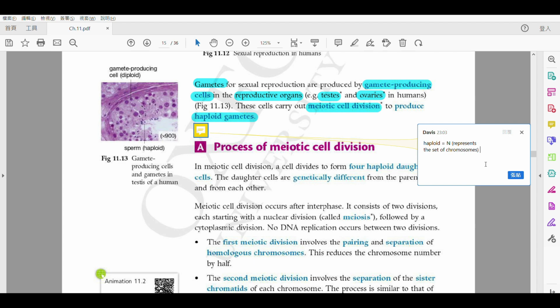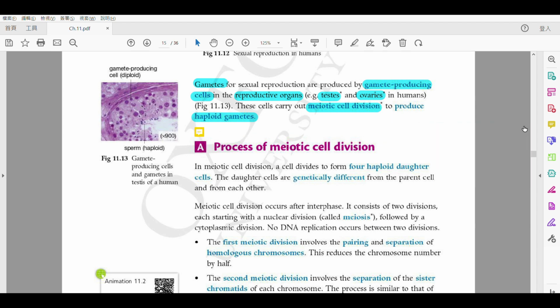Sets of chromosomes. Alright? So in this case, can you guess and tell me what is the number for diploid? Diploid should be how many N? So remember, N equals the set of chromosomes, right? N represents the sets of chromosomes. So if haploid equals N, diploid, the answer should be 2N. Alright, 2N. So put this down first.